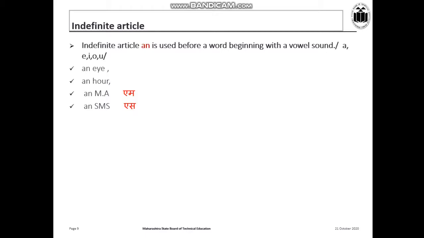A is a vowel sound, hence we are using an here. An SMS, S. Initially the sound, it starts with A, hence we are utilizing an article, indefinite article here. There are many examples like an onion, an urgency, an ice, an eye, an honest boy, an apple, an umbrella. So many words we can see in day-to-day life.